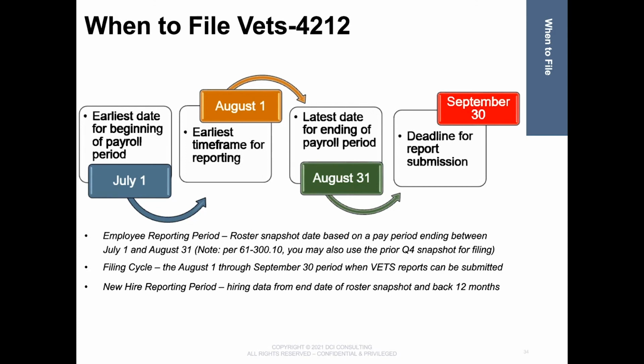It used to be that both the VETS and the EEO-1 reports were filed by September 30th. Then they moved the filing of the EEO-1 to March 31st and left the VETS at September 30th. It was a bit of a burden on employers to pull reports twice. So they do have a caveat in there that you can use a payroll snapshot for VETS either between August 1st and September 30th, or actually July 1st and September 30th, or you could use your Q4 snapshot for filing.